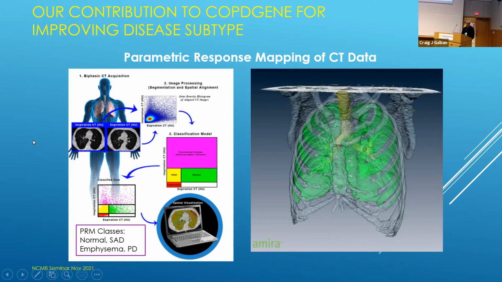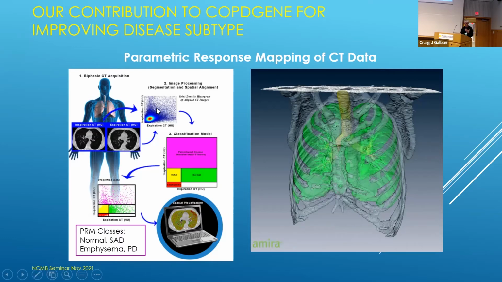And just to kind of, I'm not going to go into gory detail, but it's important to understand what the technique does. We take inspiratory CT data, biphasic CT data, so CT data acquired at full inflation and CT data acquired at expiration, so deflation. Both of those data sets provide some information on the pathophysiology of the disease, such as emphysema and bronchiolitis.